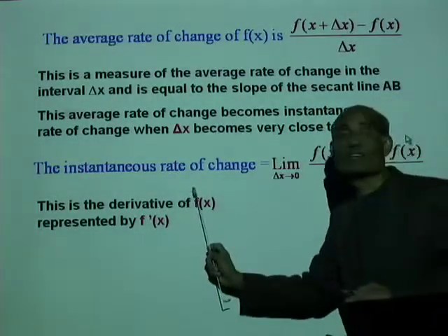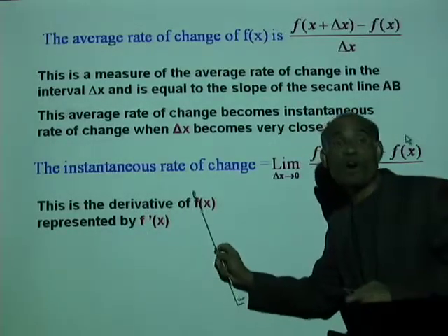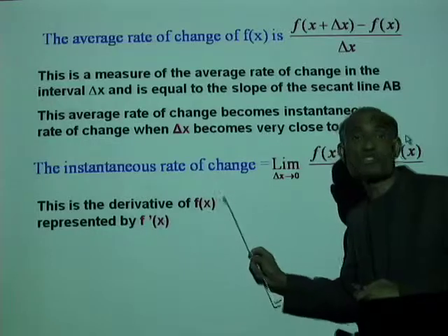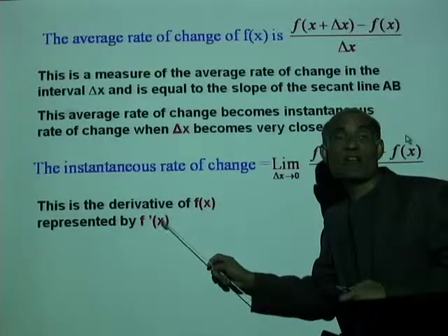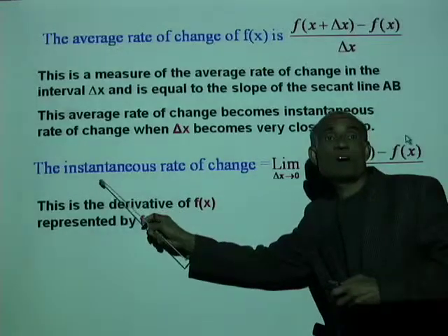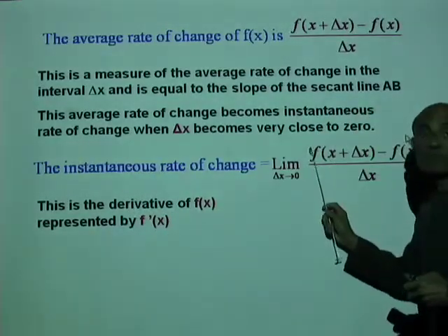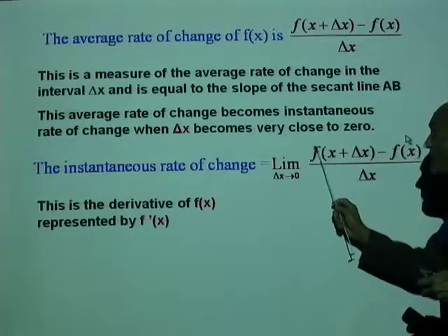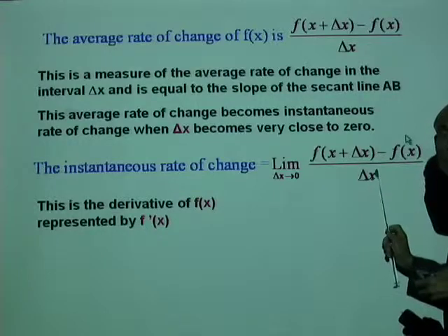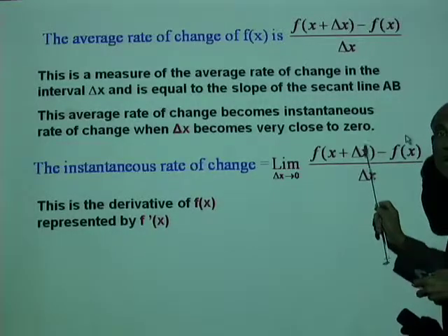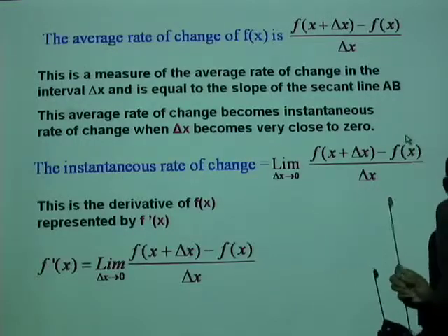That is, the instantaneous rate of change is the derivative of the function. If the function is f of x, its derivative is f prime x. And f prime x is a measure of the instantaneous rate of change. And it is obtained by the change in the function value divided by the change in the input. And we take the limiting value of it when delta x approaches 0.